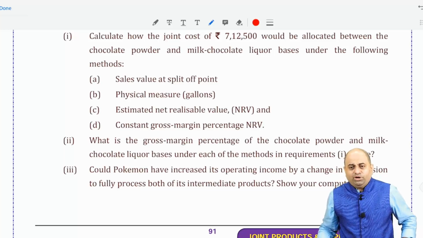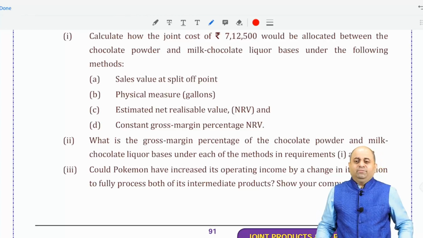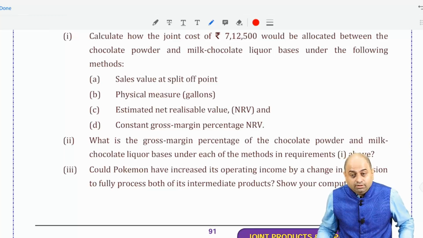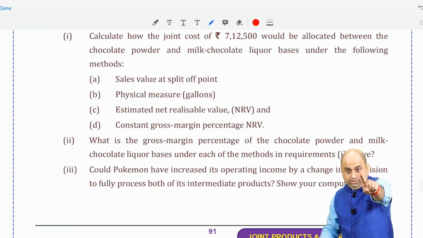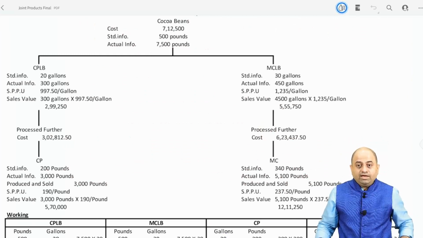It's a totally different point that in the second part they wanted constant gross margin under all the methods specified in one above. This whole problem I have put in a chart, even typed it, and I'll bring that right in front of you with everything. Give me 1 minute. There you go.